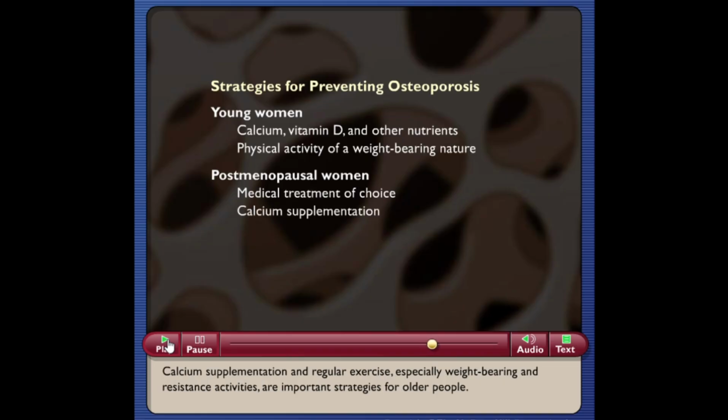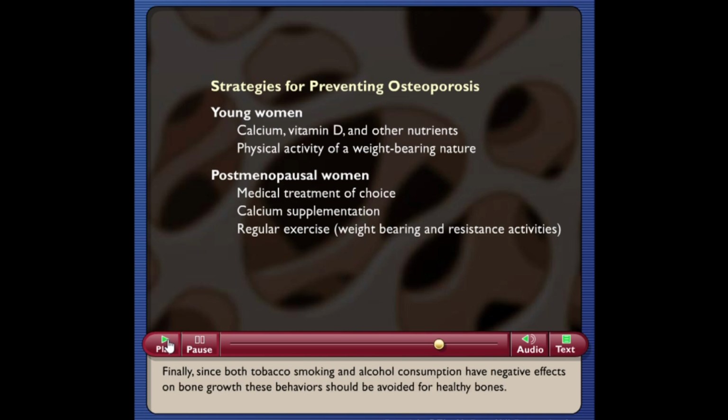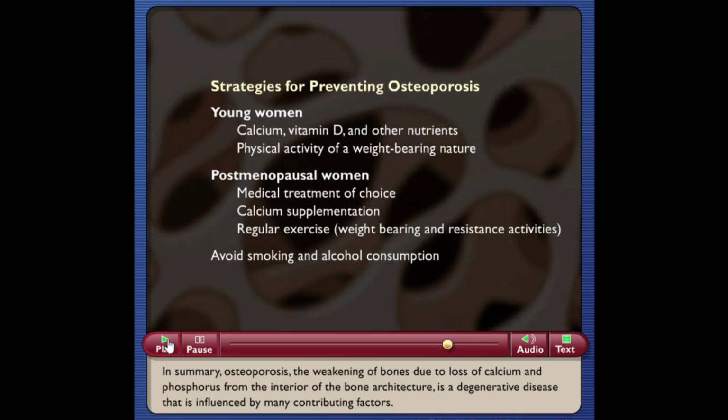Calcium supplementation and regular exercise, especially weight-bearing and resistance activities, are important strategies for older people. Finally, since both tobacco smoking and alcohol consumption have negative effects on bone growth, these behaviors should be avoided for healthy bones. In summary, osteoporosis, the weakening of bones due to loss of calcium and phosphorus from the interior of the bone architecture, is a degenerative disease that is influenced by many contributing factors.